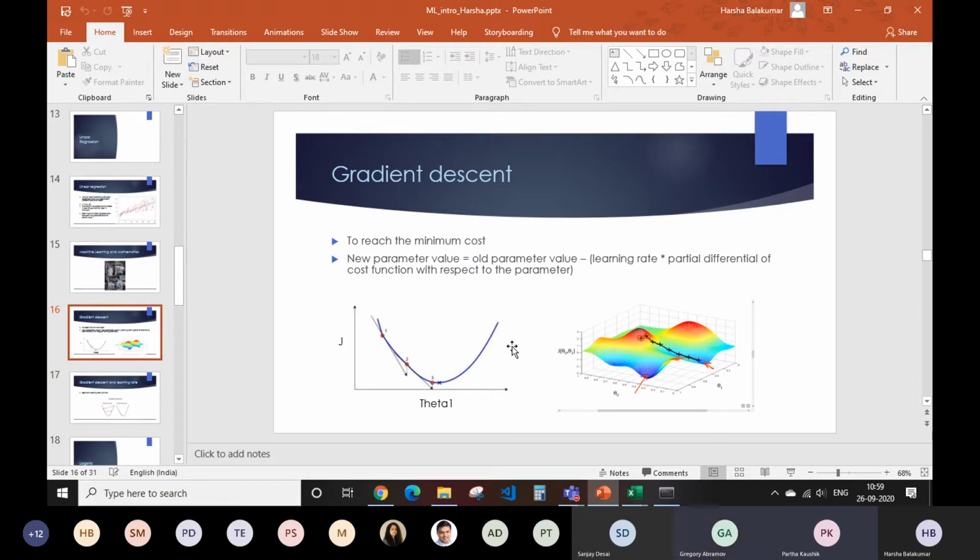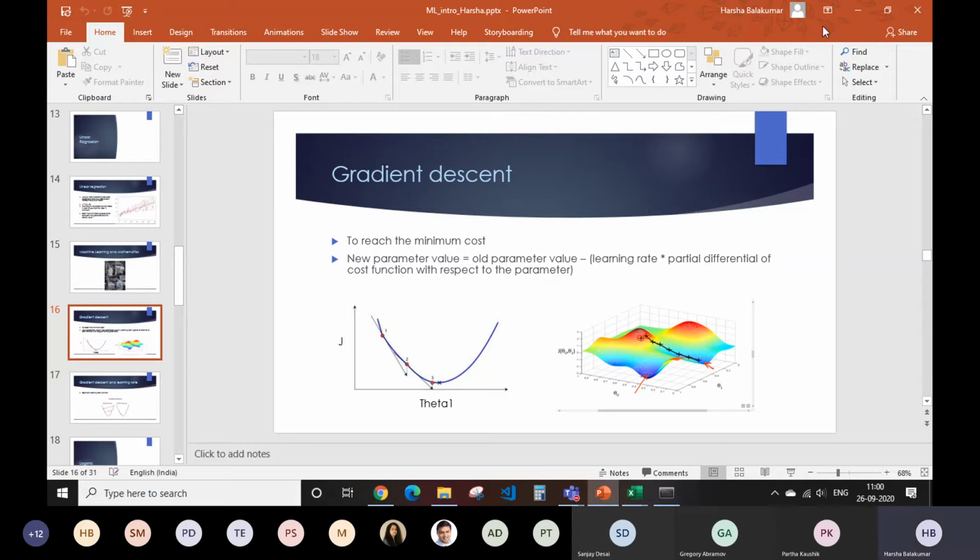Yeah, that makes sense. Thank you. Okay. It depends on where you are on this curve, where you start the initial value. If you're starting here, it will have a particular slope value. The negative sign and multiplying with the partial differential takes care of that. If you're starting here, the slope value will be different. So if you start here, this formula actually reduces theta to get to the local minima.